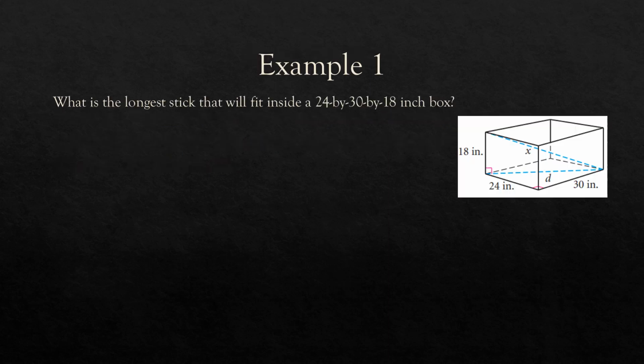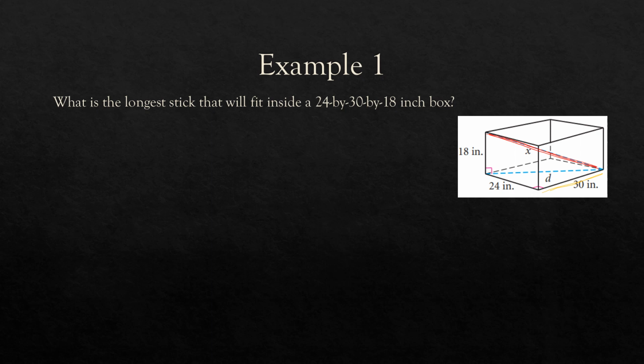Example 1. What is the longest stick that will fit inside a 24 by 30 by 18-inch box? At first you might think, well, it's 30 inches, but that's not true. 30 inches is only the length of one side, and we could fit a long stick from corner to corner across the box. How are we going to find out what that measures?